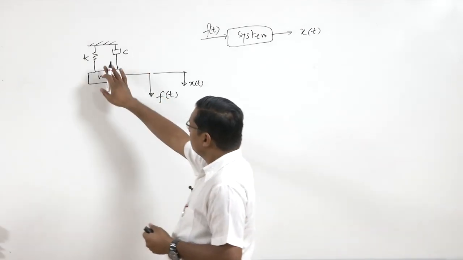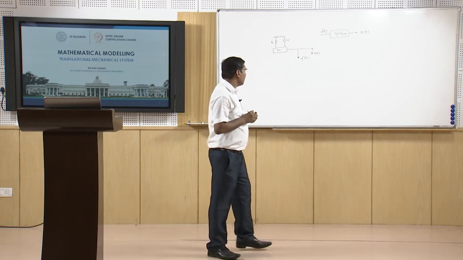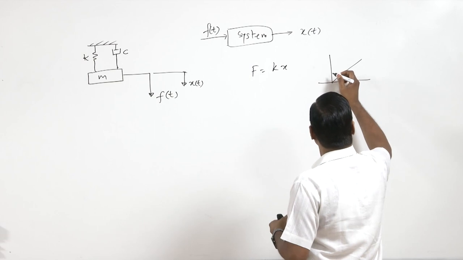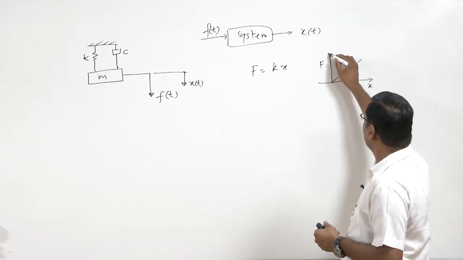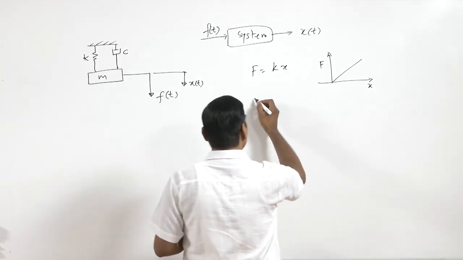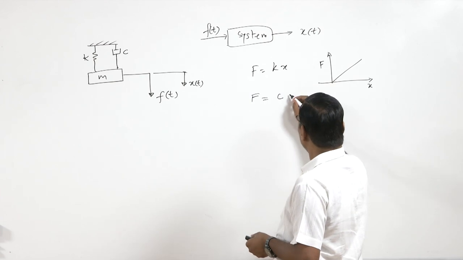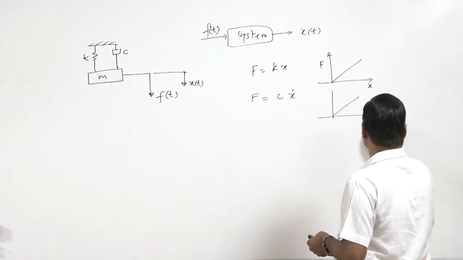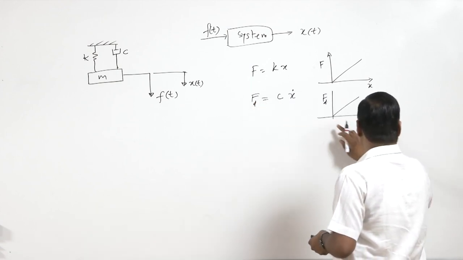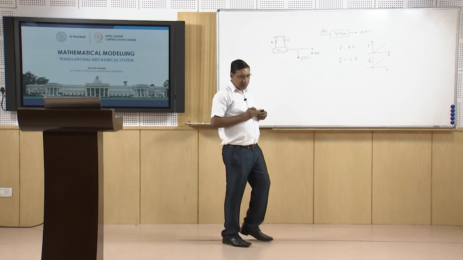Now we assume that this spring behaves linearly in its range of operation, so we have the relationship F equal to kx for this spring. Similarly, this damping is viscous damping. The viscous damping relationship is represented by the viscous force F equal to C times x dot, a linear relationship between the viscous force, let's say the damper force, and velocity. These are our assumptions in this example.